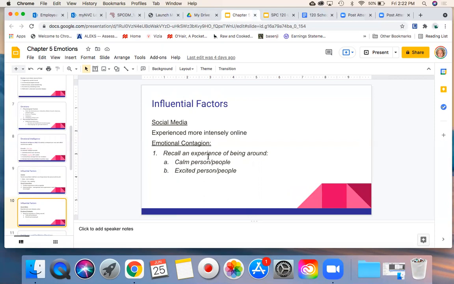So a calm person or people, their emotional state is rubbing off on you. By the same token, being around someone who's very excitable can also rub off on you, and then in turn, you're feeling very excited. Maybe let's use anxiety as an example. So this person is very, very anxious, and when you're in the presence of that person, you too start to feel anxious. That's emotional contagion.